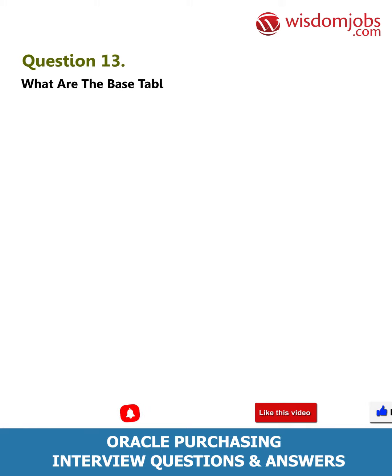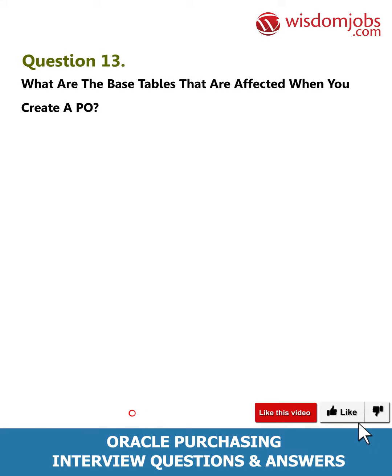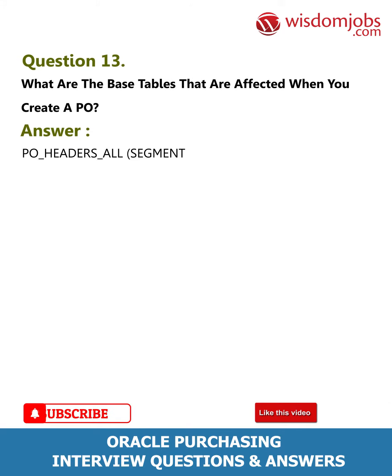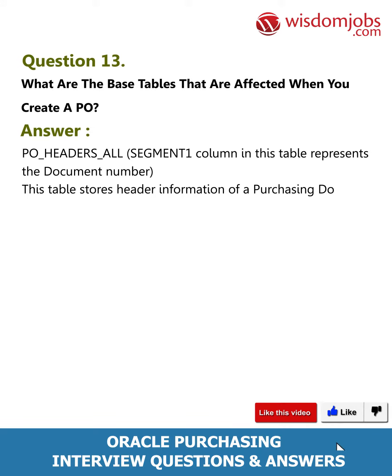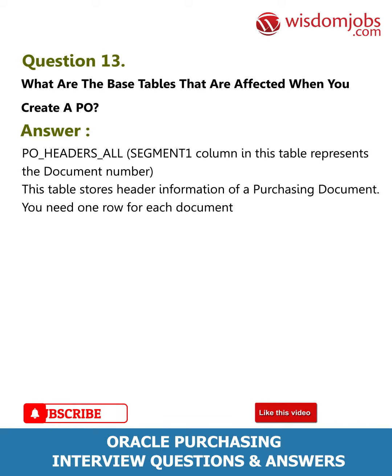Question 13. What are the base tables that are affected when you create a PO? Answer. PO_HEADERS_ALL. Segment1 column in this table represents the document number. This table stores header information of a purchasing document. You need 1 row for each document you create.